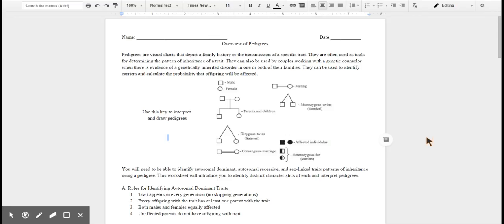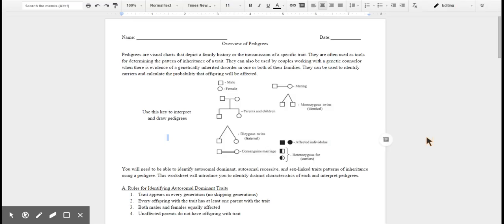What a genetic counselor does is they'll talk to the couple and they'll make a pedigree. They'll figure out, knowing or determining the mode of inheritance, what the chances are that this couple will have an offspring with the condition. And then they can make some reproductive decisions. So that's where it's used today. So these are still used today.